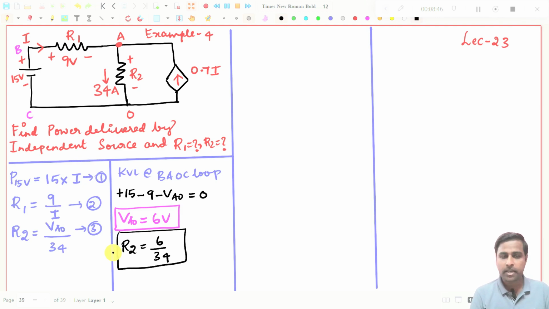6 divided by 34, so that R2 is found. Now you need to find what is I, right? You need to find what is I. So how can you find what is I now?